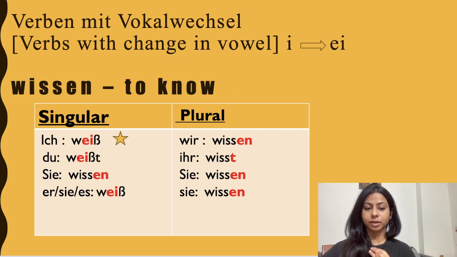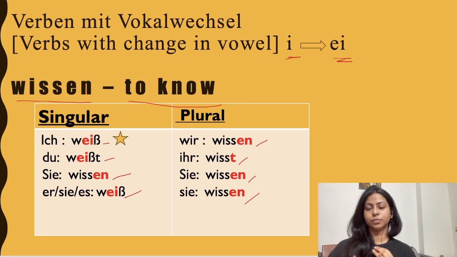Let's go to the next category, and our last category, which is I changes to EI. Now the verb in this category is wissen, which means to know. Ich weiß, du weißt, er/sie/es weiß, wir wissen, ihr wisst, sie wissen, Sie wissen. So you must have noticed wissen is a special verb.